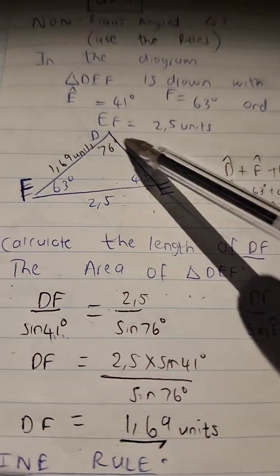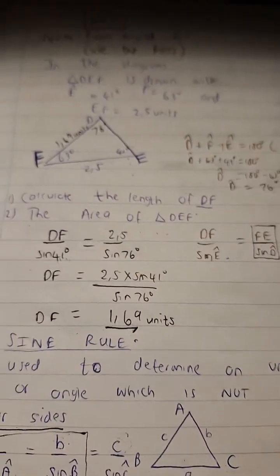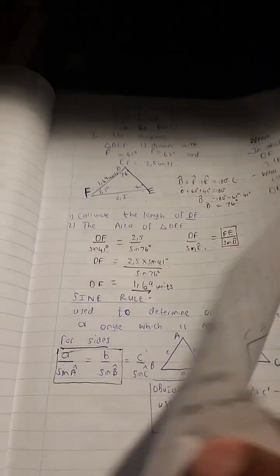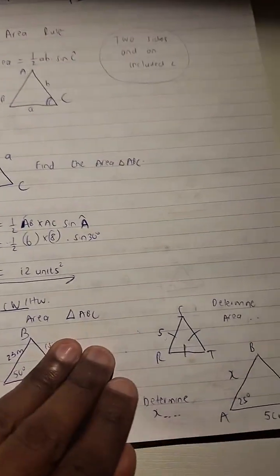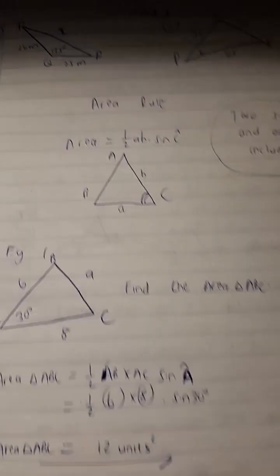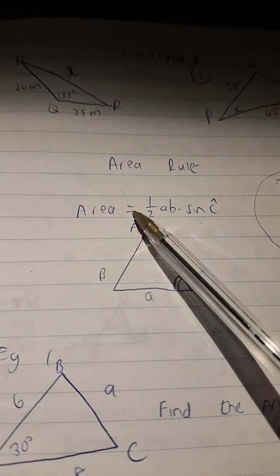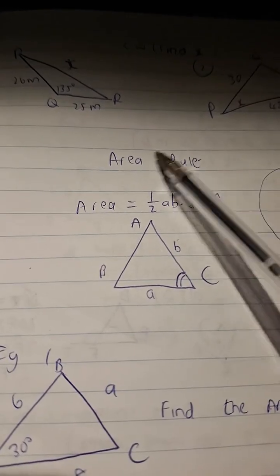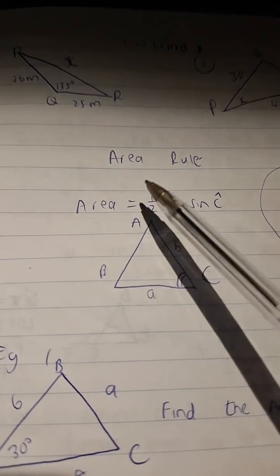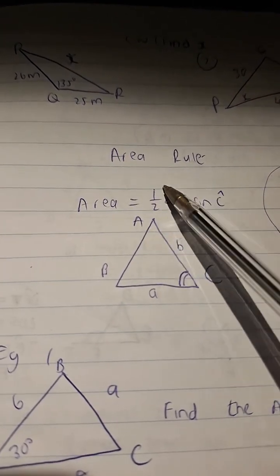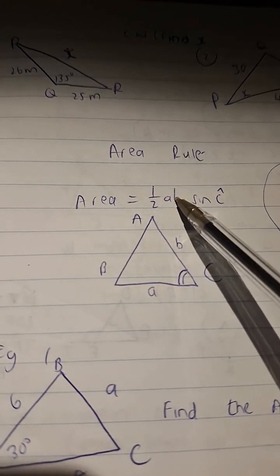But since this is a non-right angle triangle, our rules can also be used. So what rule can we use here? We can use, and I established this in our previous live lesson, the area rule. What is the area rule? It is a rule utilized for non-right angle triangles to calculate the area. What is the formula? Area is equal to half the product of the sides.